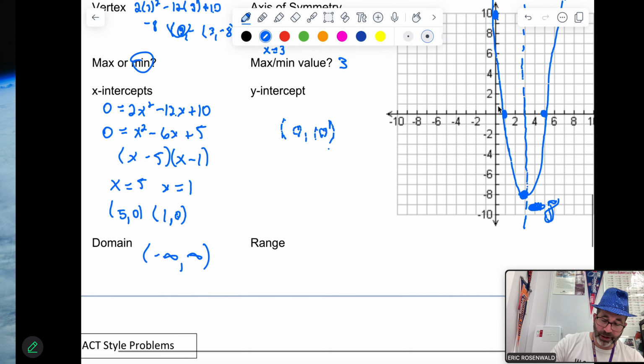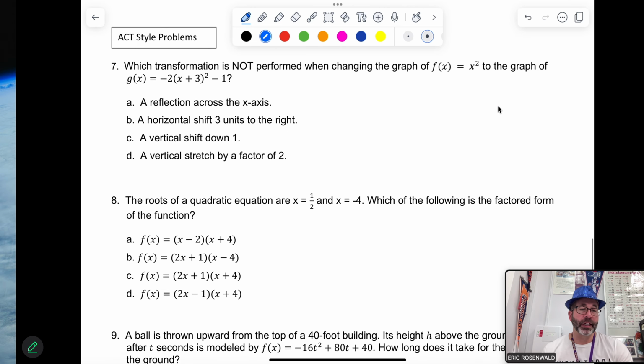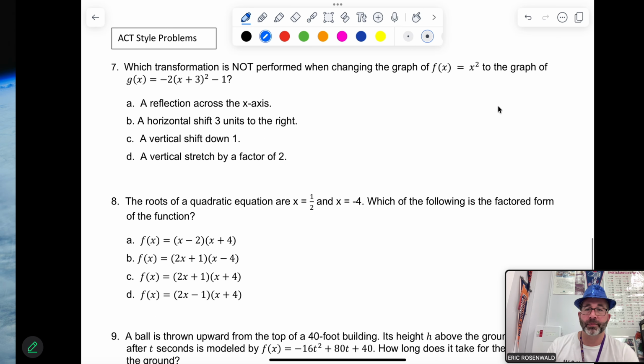Okay, and so my range for this is going to be from negative 8 all the way up to positive infinity. All right, let's move on to the ACT questions. We just have a couple more minutes here.